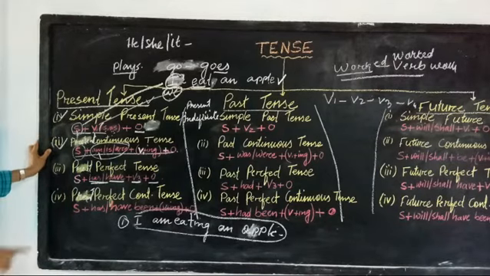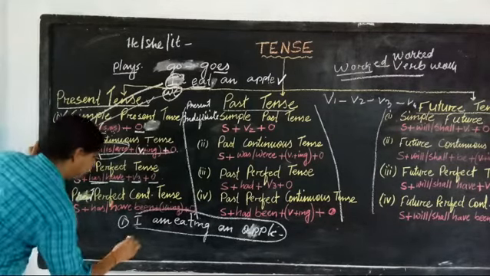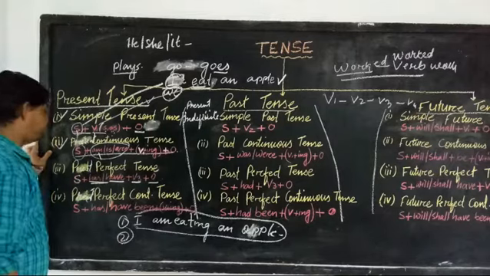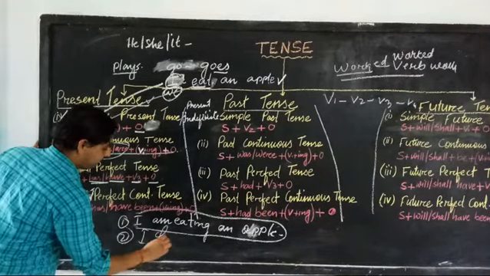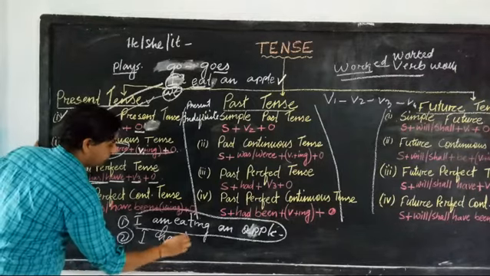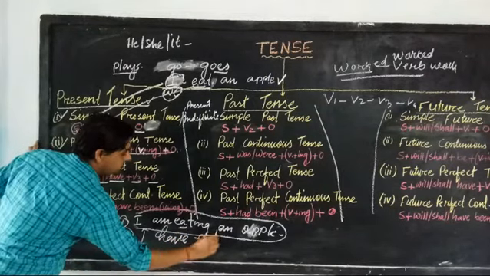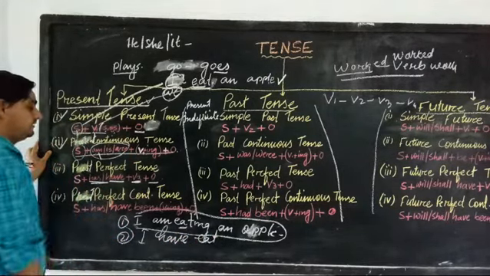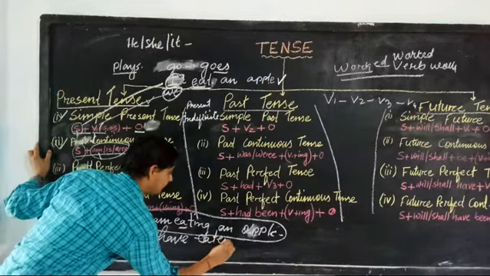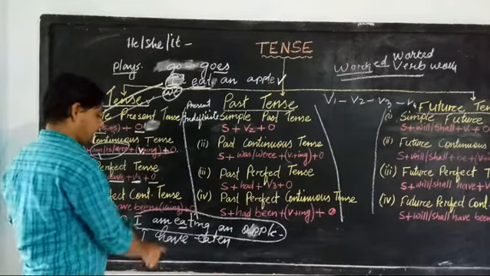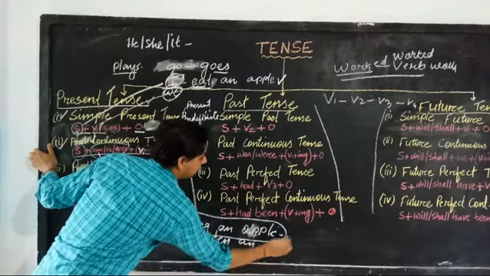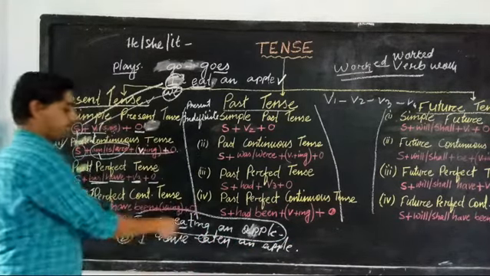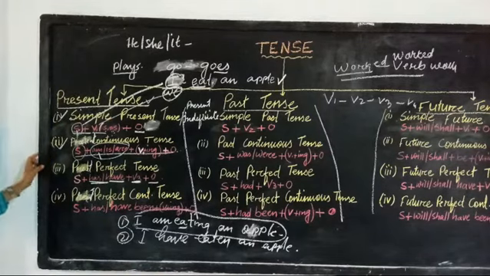So if we make one sentence of present perfect, then if I is there, then have. I have, then eat. Right? What is the third form of eat? Eaten. Third form of eat is eaten. I have eaten an apple. So, see, in this way, I have eaten an apple.